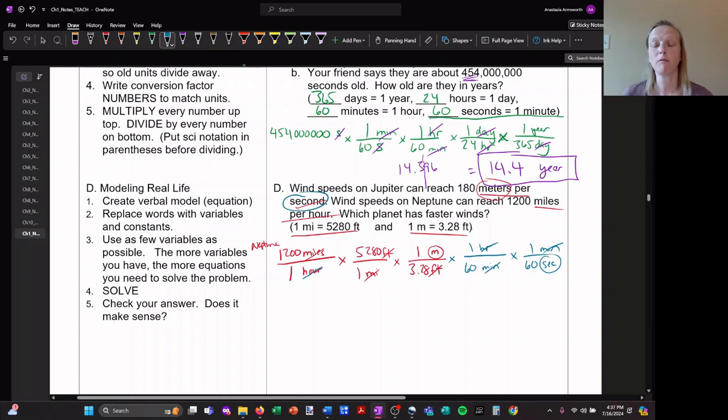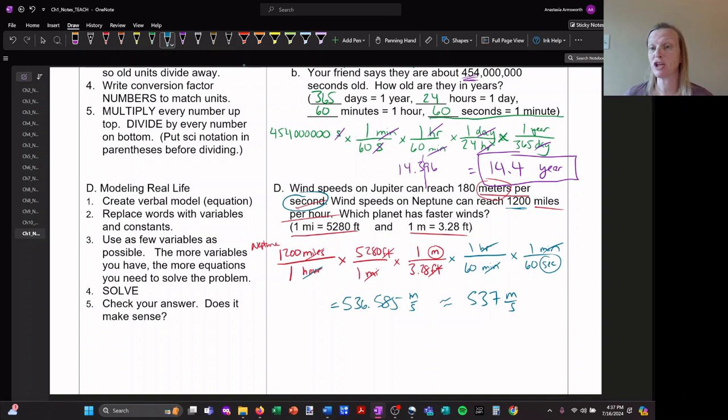This is one big 5-part multiplication problem. But if we do 1,200 times 5,280 times 1 times 1 times 1, divided by 1, divided by 1, divided by 3.28, divided by 60, divided by 60, you will get as your answer on your calculator 536.585 meters per second. But let's be sensible. We started with not even 3 non-zero numbers in our value. So rounding this off to about 537 meters per second is a more reasonable place to round off this value.